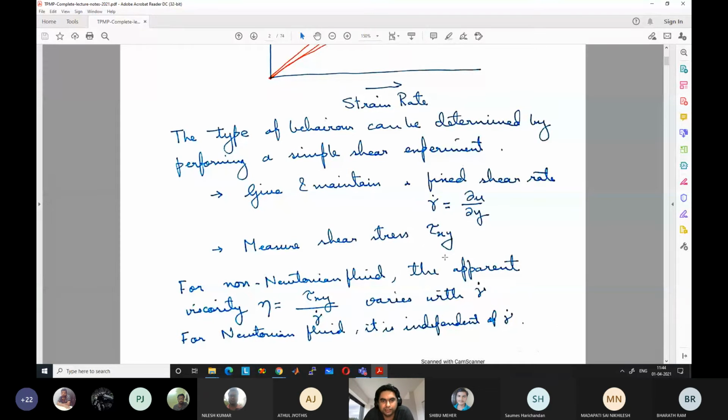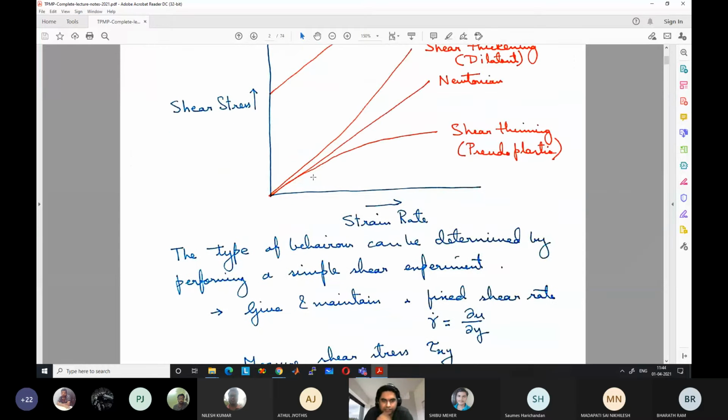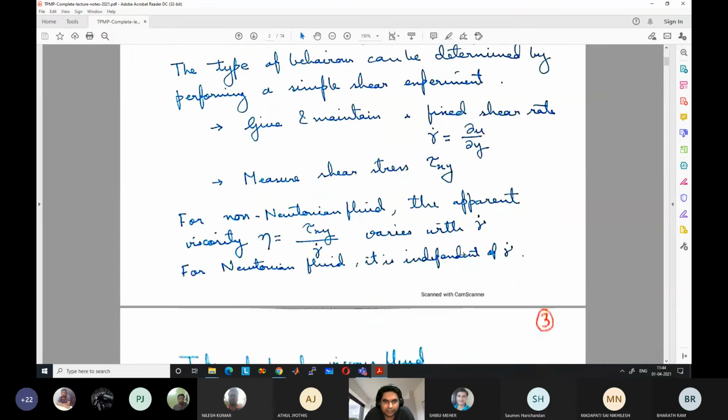Using these experiments, we can define an apparent viscosity for a non-Newtonian fluid. It is represented by eta. It is not represented by mu, it is represented by eta, because it is not exactly viscosity, as you will see later. It can vary, but this apparent viscosity is defined as the ratio of the stress to the strain rate. At any point, if you divide the stress by the strain rate, you will get the apparent viscosity.